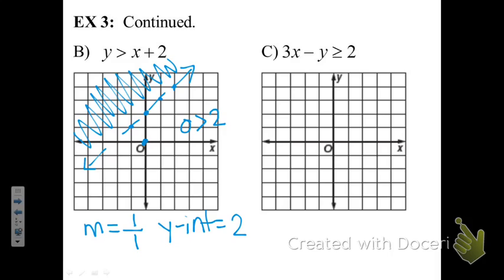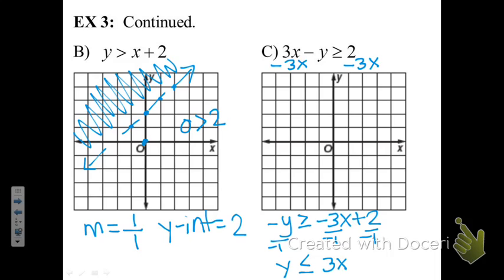So on C, it's not in slope-intercept, so we need to solve for y first. To solve for y, we're going to subtract this 3x over, and then I'll write below the graph what it looks like. So I get negative y is greater than or equal to negative 3x plus 2. We're going to divide each part by -1 and get the equation y is less than, remember when you divide or multiply by a negative, you have to flip that inequality. So y is less than or equal to 3x minus 2.